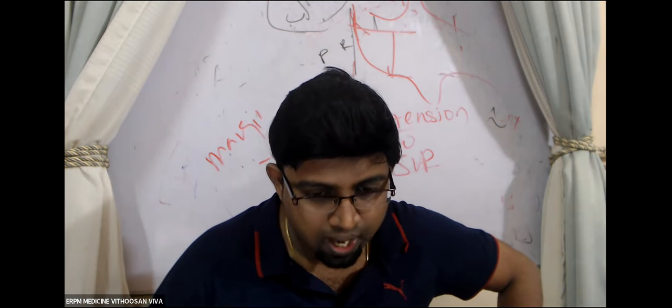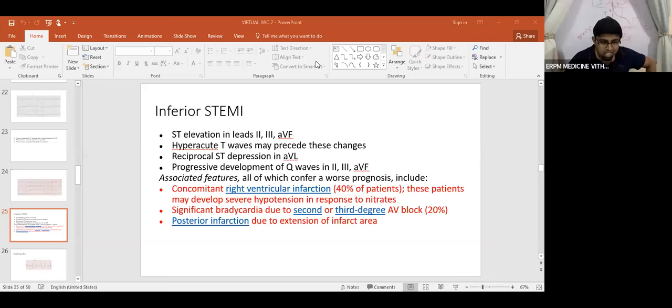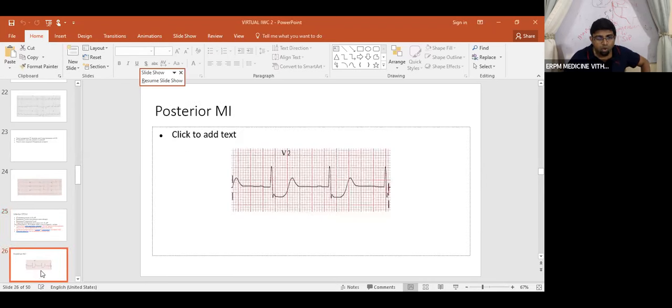Okay, look here. Those are two things. It can also extend to the posterior surface of the heart. I'll come back to this. How do you know there is a posterior MI? Look at this point. I discussed this point in the theory class as well.